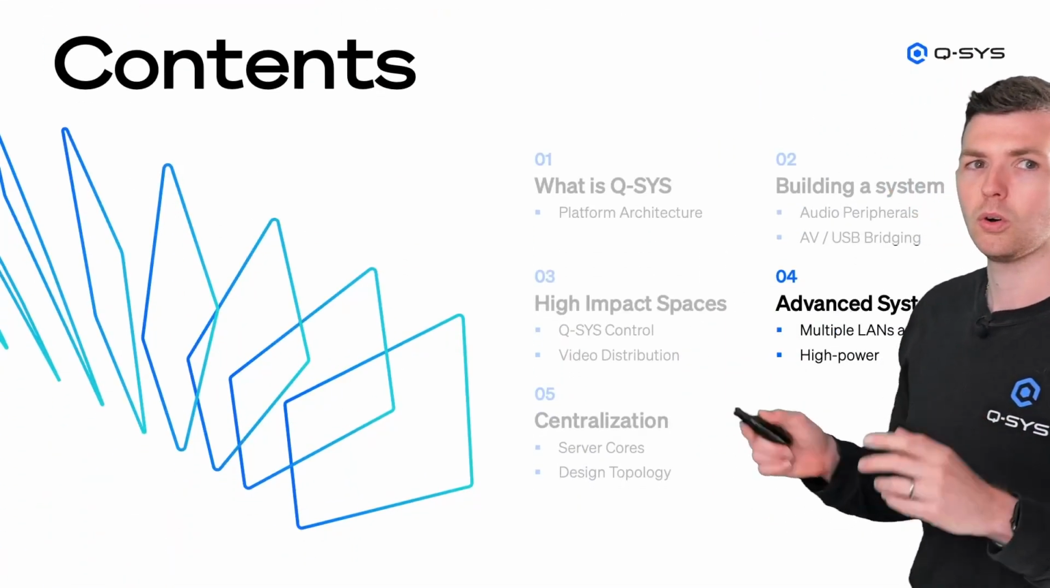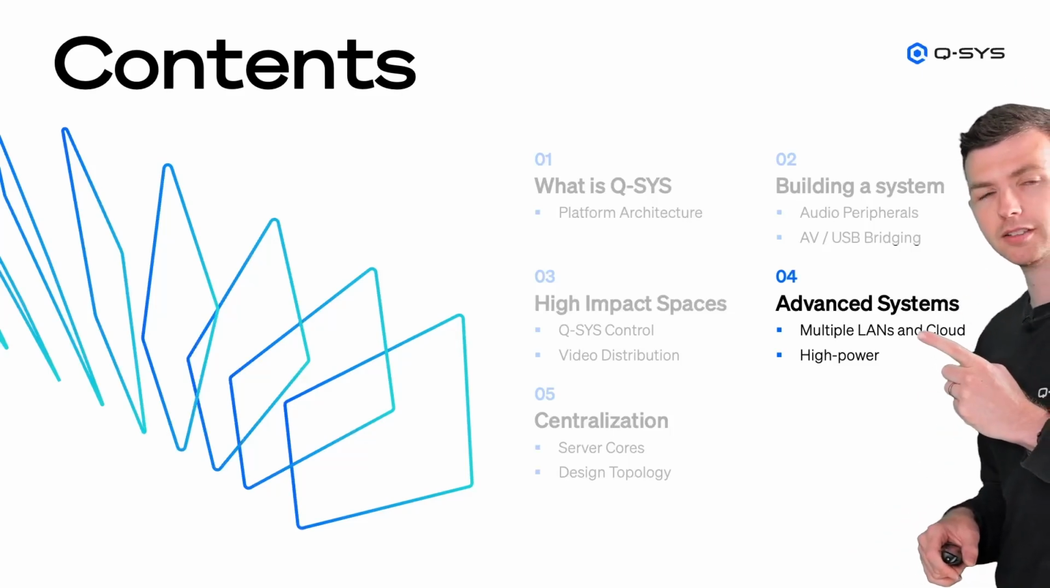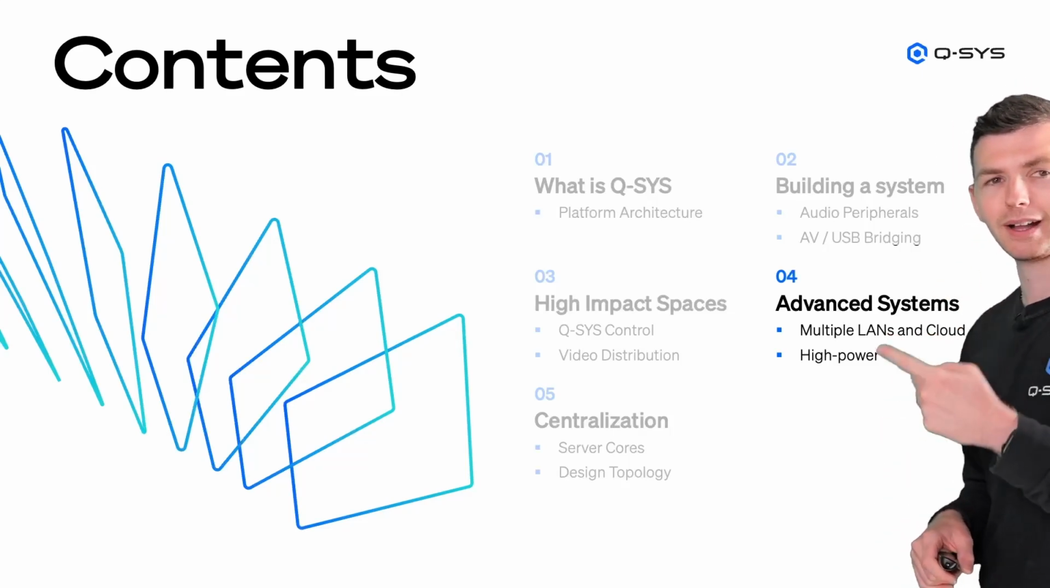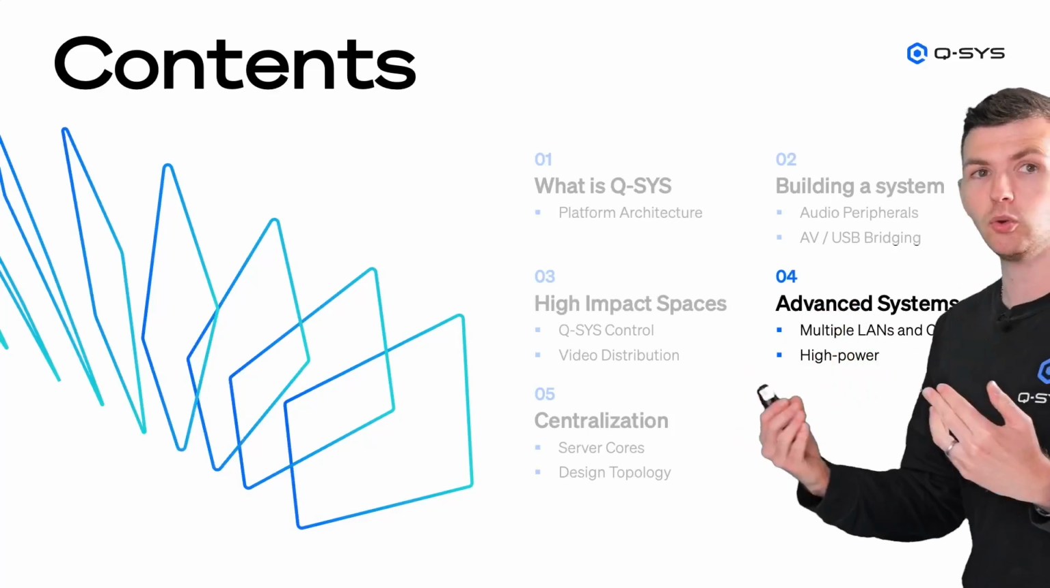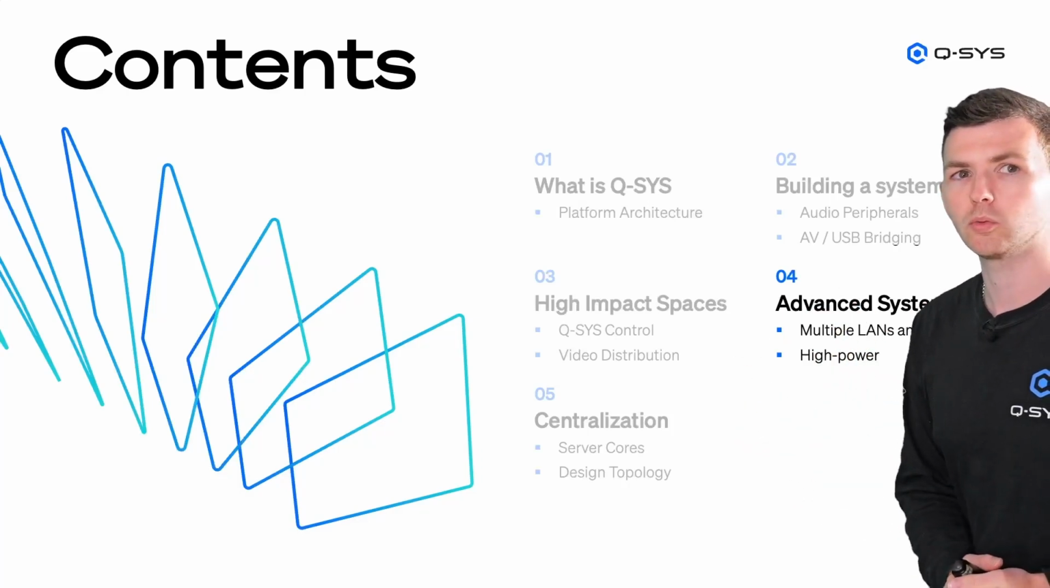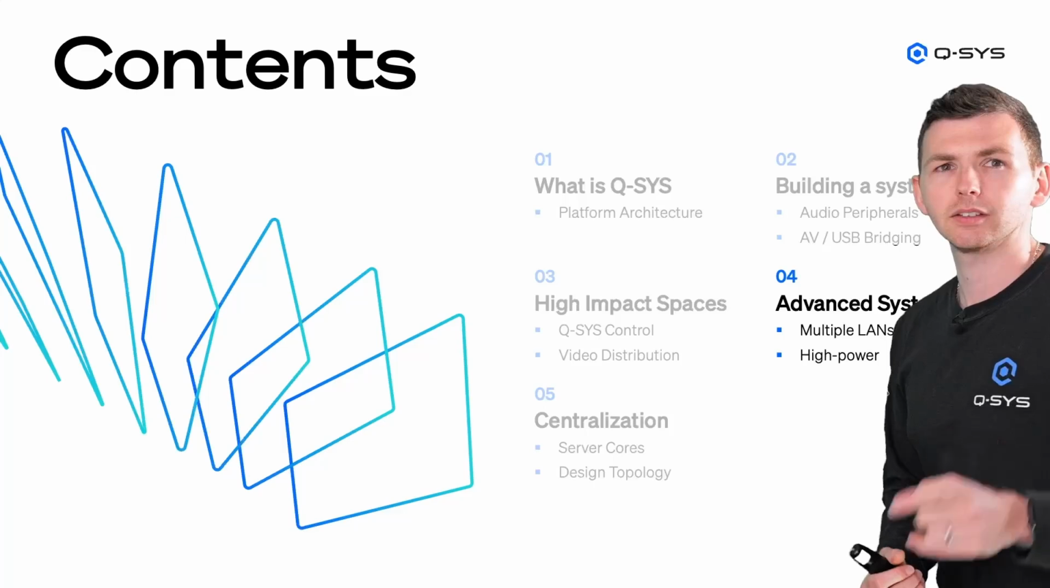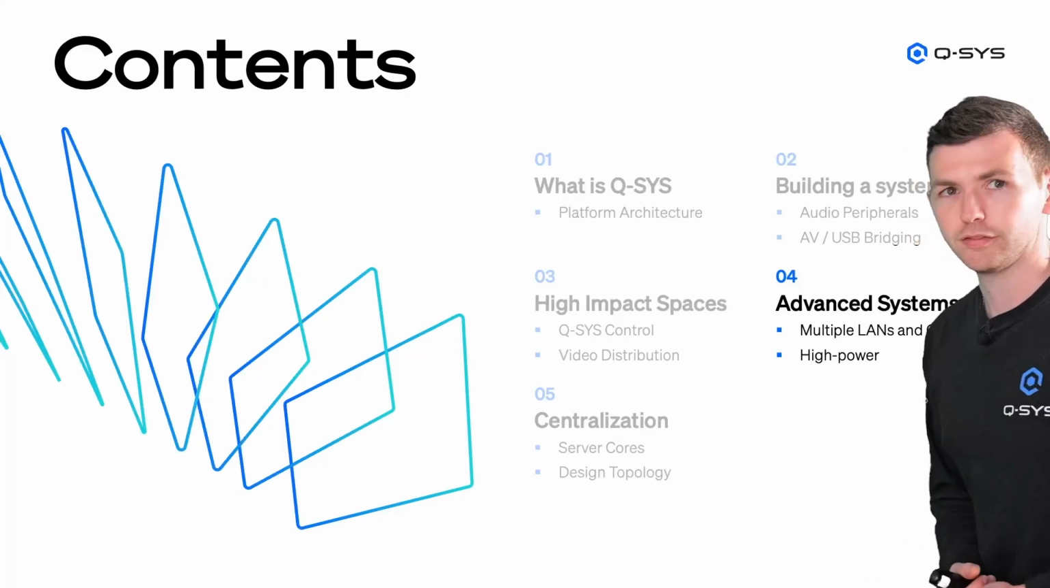Okay, now we're about to move on to some more advanced systems. We're going to talk about multiple networks, talk about cloud, and talk about when we really do need to go to some new core hardware. So let's take 5 minutes and I'll see you back here for section 4.